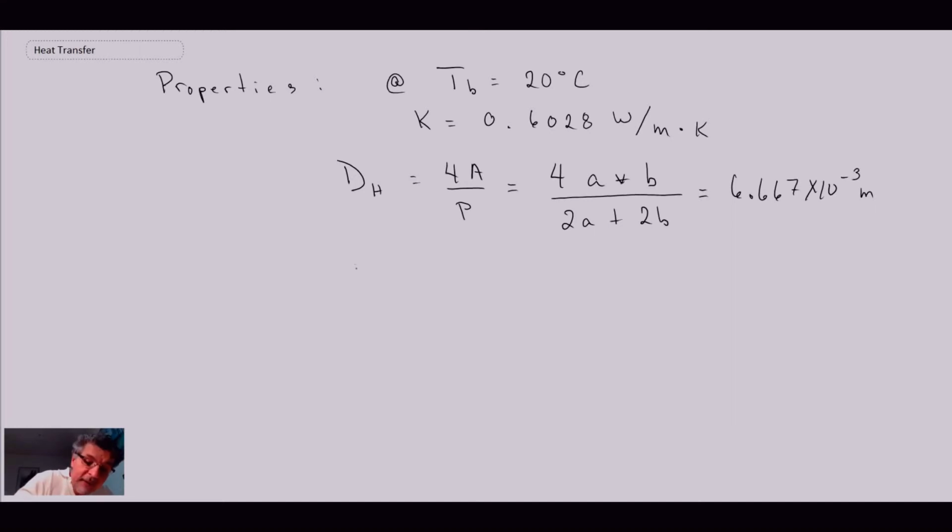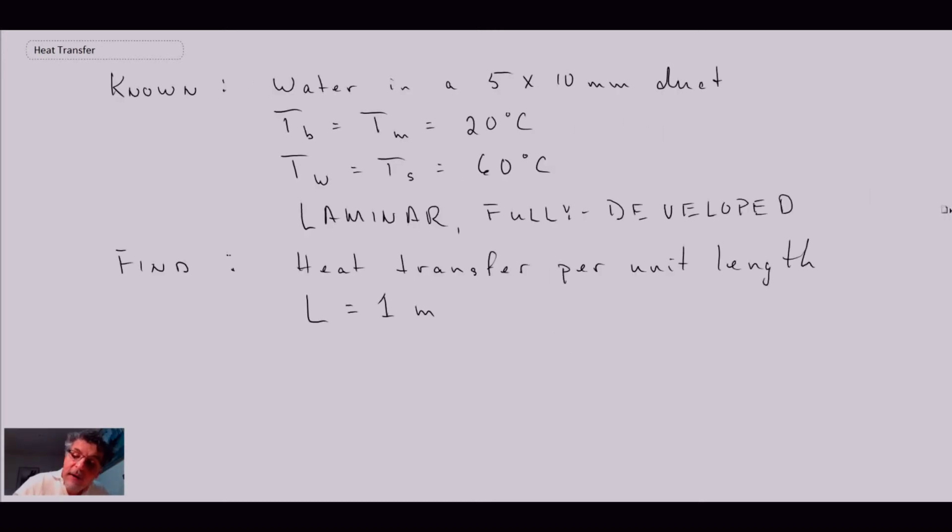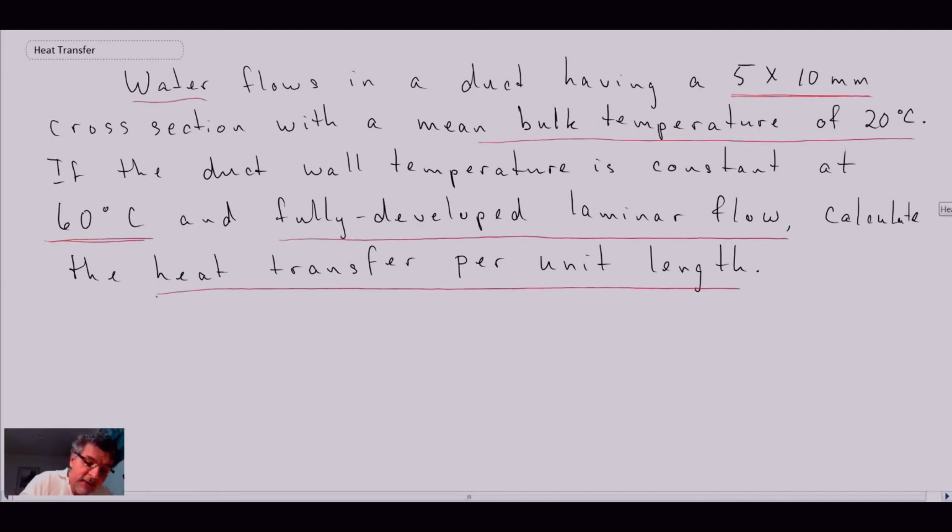So with that, we can isolate h. And we get this value, 306.6 watts per meter squared Kelvin for the convective heat transfer coefficient. Now that's kind of a high value, although we're dealing with water and consequently would expect it to be quite high. But that is the value that we get for h. Now looking at the problem statement, we want to find the heat transfer per unit length. So heat transfer per unit length is going to be watts per meter. In terms of notation, it's going to be q prime.